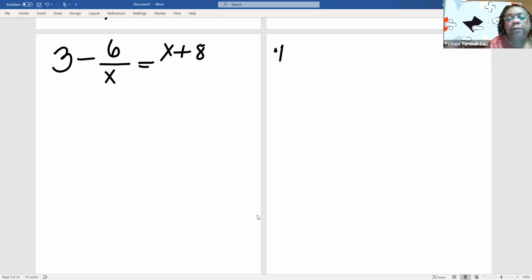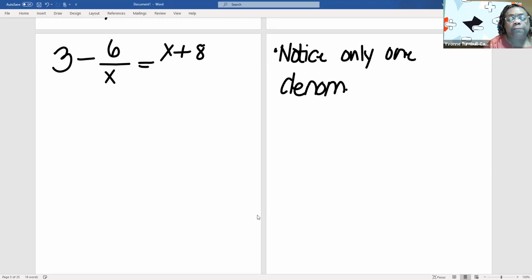What do you notice about this particular problem? It's not quite like the others we've done. Again, be observant. Notice only one denominator. If you only have one denominator, what is a given? In math, this means therefore. One denominator, therefore, that is the LCD. Because you only see one denominator, it can't help but be the LCD. You can't create other denominators. So one denominator tells me that is the LCD.